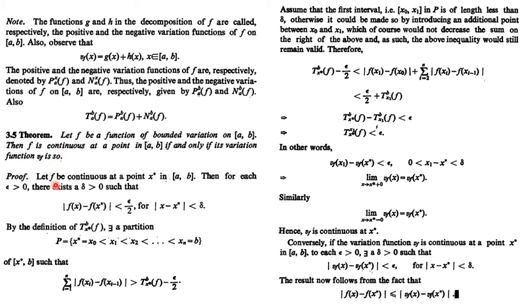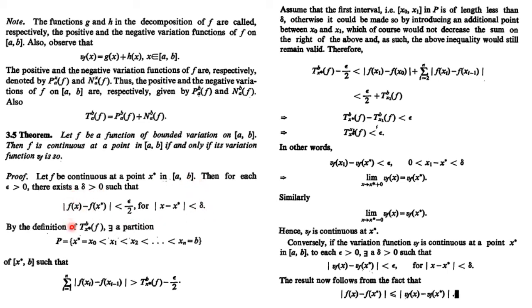So now see the proof. Let f be continuous at any particular point x star in the closed interval AB. Then by definition of continuity, for each epsilon greater than 0, there exists a delta greater than 0 such that the difference of f(x) and f(x star) is less than epsilon by 2 whenever |x minus x star| is less than delta. Right? This is just by the definition of continuity.